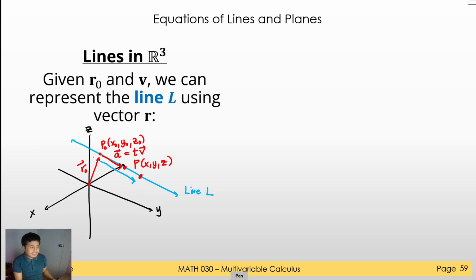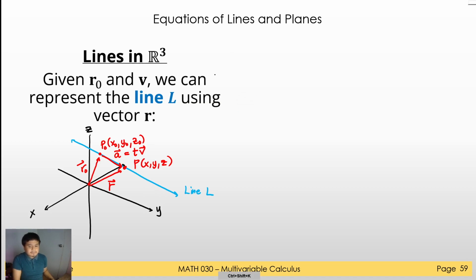You can change the direction by multiplying a negative t, or you can shorten this vector by multiplying a smaller t, or a greater t will give a larger or longer vector. So this will be a representation, and as you can imagine, we can add these vectors, and we can call this our vector R.